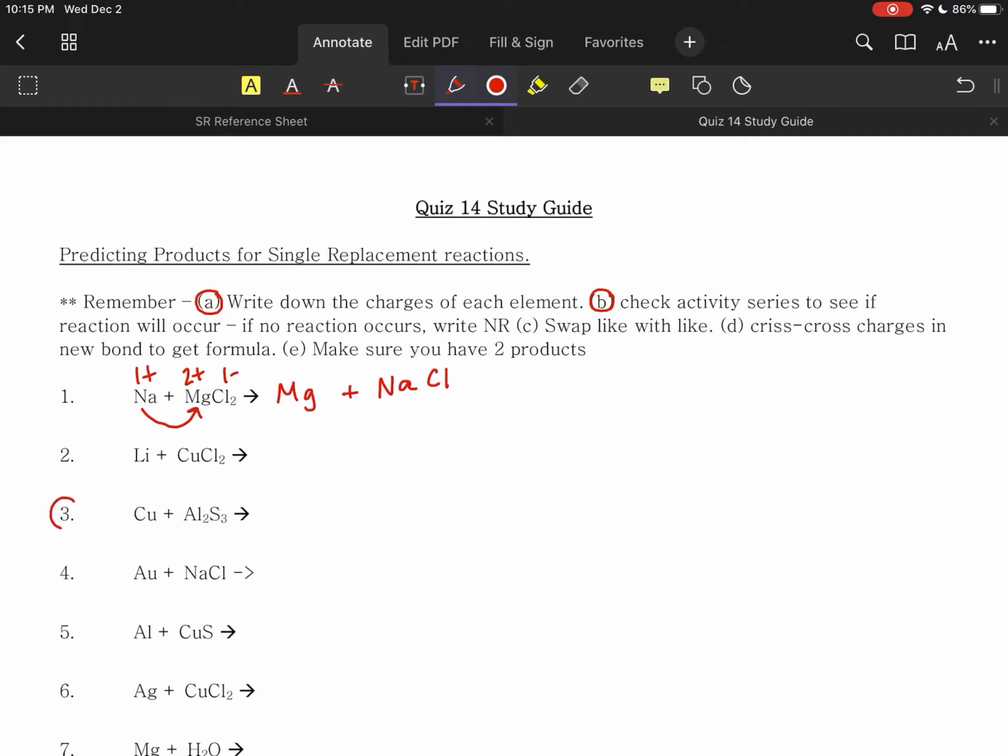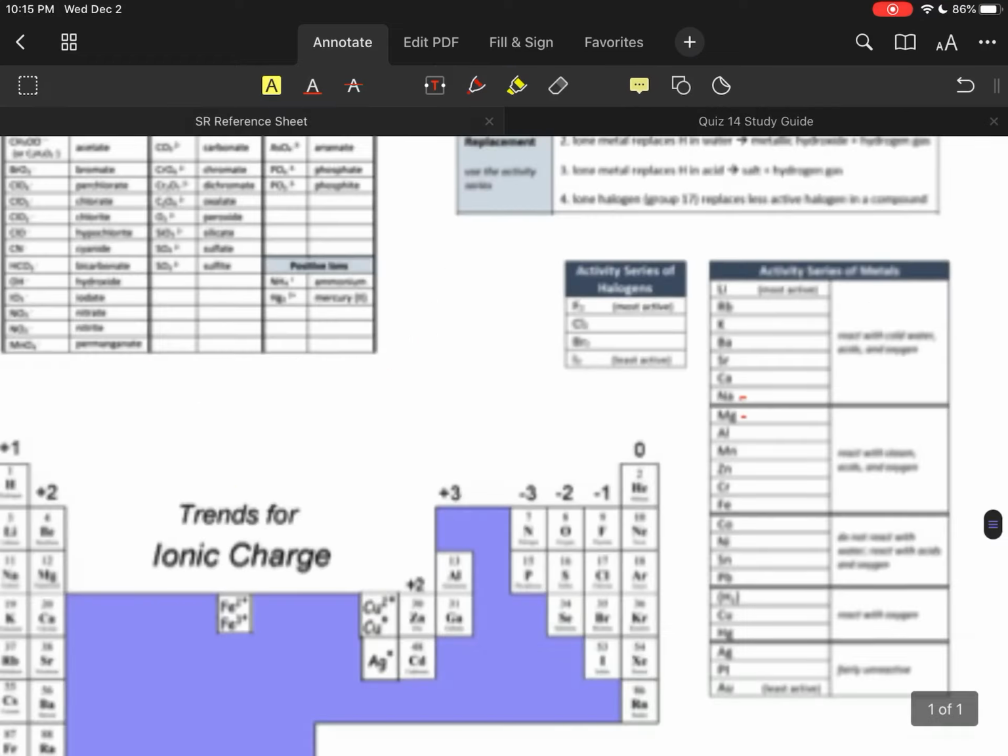Number 3. Again, the first thing I'm going to do is write down my charges. I know copper is going to be some type of positive charge. Aluminum is 3 plus. Sulfur is 2 minus. The second thing is look in my activity series to see if this reaction will take place.